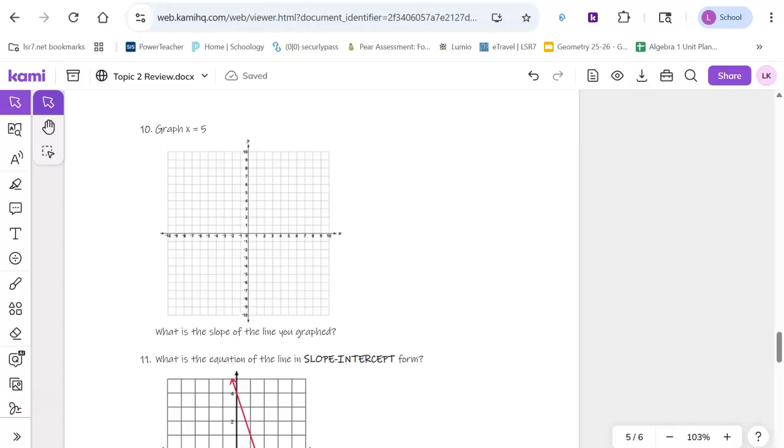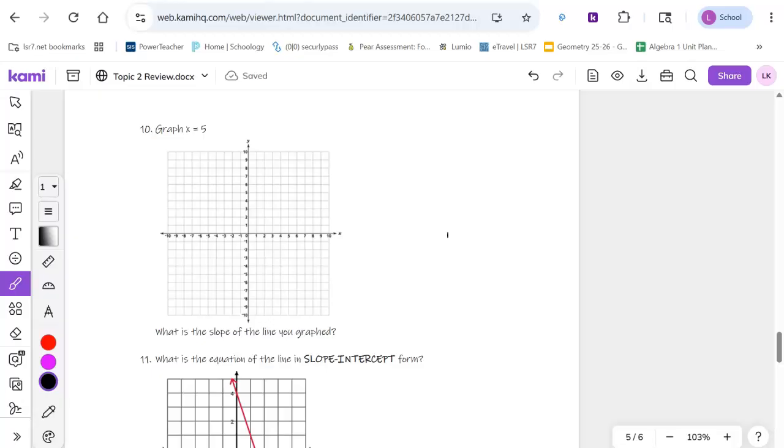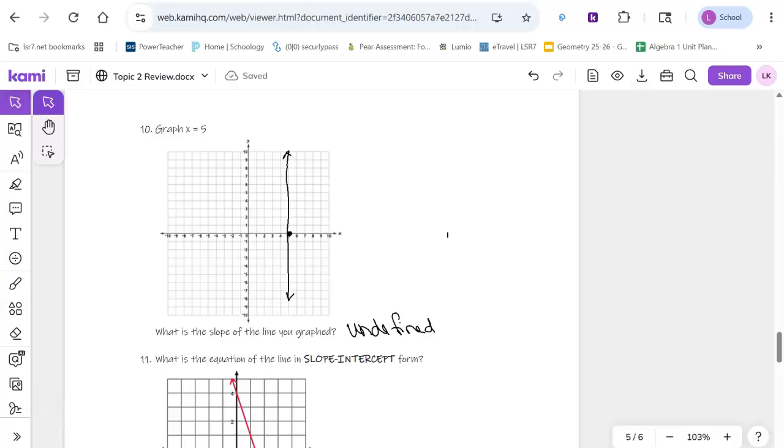Now, number 10, graph x equals 5. So I go to 5 on the x-axis, and I draw a vertical line through 5. So this is saying no matter what my y is, my x is going to be 5. Remember, this is undefined. So the slope is undefined because it's a vertical line, which would be 0 in the bottom.